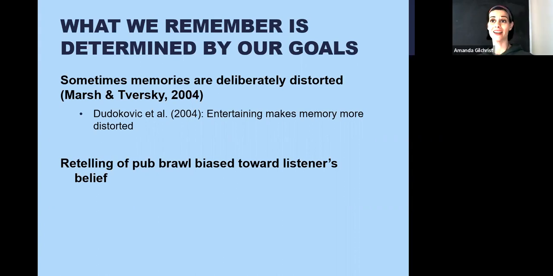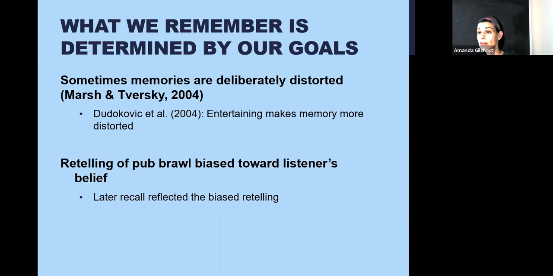Does that make sense? Okay. So a retelling of a pub brawl was biased toward the listener's belief as to who started it. Not only was this biasing in the retelling, it was also reflected in later recall of the event. They were not only asked to retell this information, they also had to recall it, and that biased retelling ended up affecting their memories of the event later on. So when you bias something in some way, it is ultimately going to reflect in your memory for that information. The more entertaining you make a story, the more distortions, and thus the less accurate the memory will become the next time you remember it.